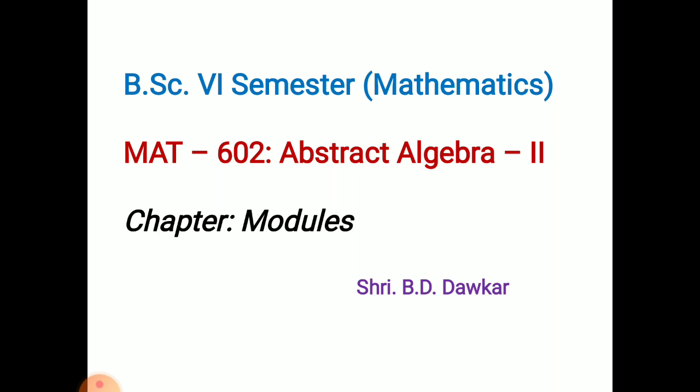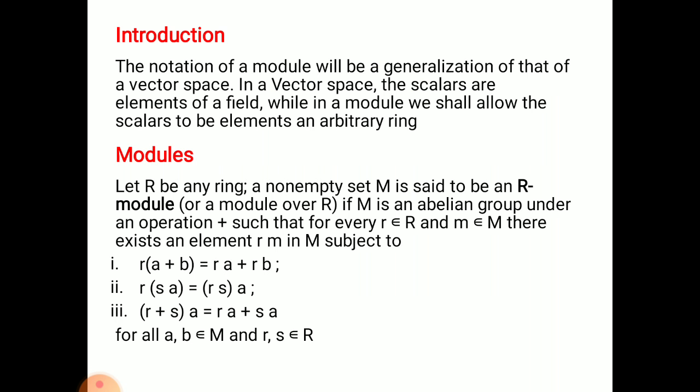In the last lecture, we started the chapter on modules, and we have seen that if M is a non-empty set and R is a ring, any arbitrary ring, then M is called a module over the ring R if (M, +) is an abelian group, and R(A + B) = RA + RB, R(SA) = (RS)A, and (R + S)A = RA + SA for all A, B belonging to M and R, S belonging to R.